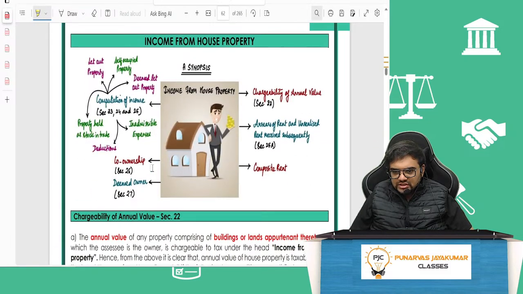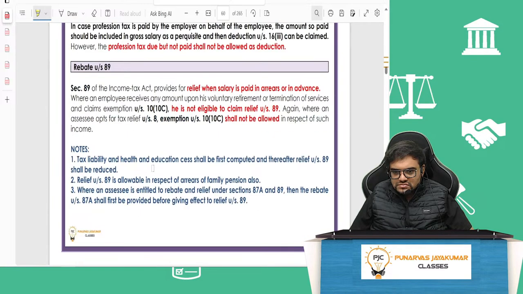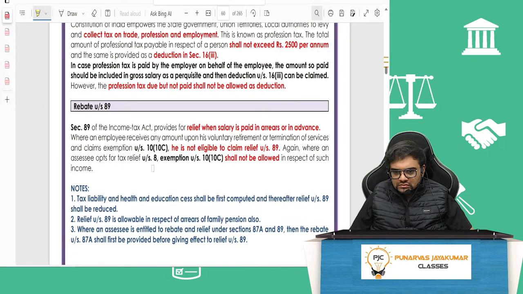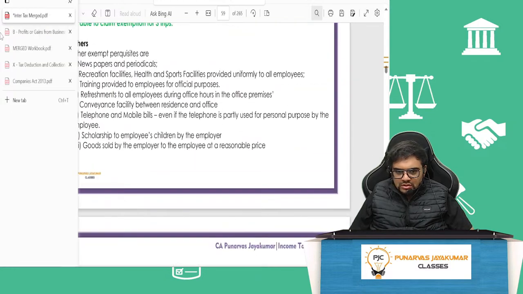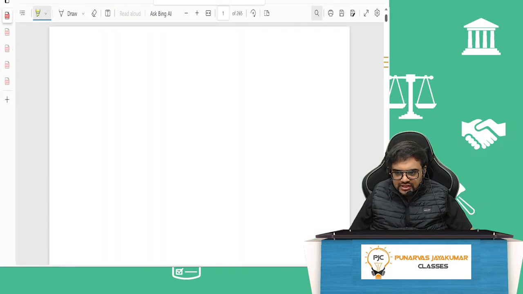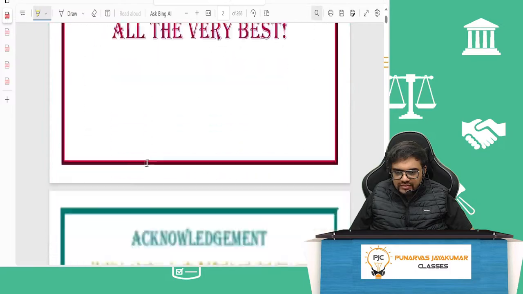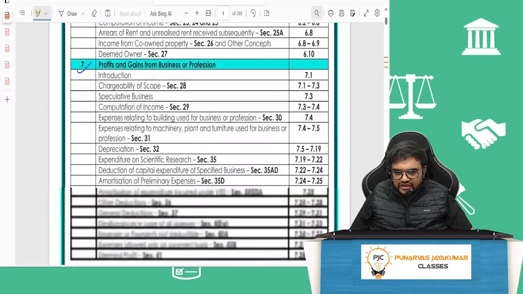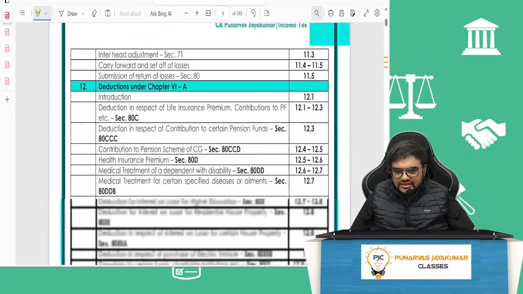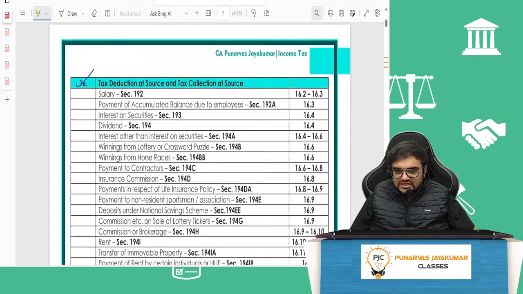Standard deduction, all that is fine. Then connected to this, I'll just quickly go through the 115BAC and then we'll take a break. So 115BAC is the alternate tax. I'll just go through the tax rates, that's all.